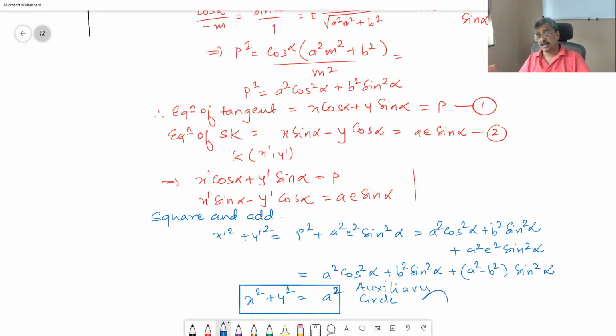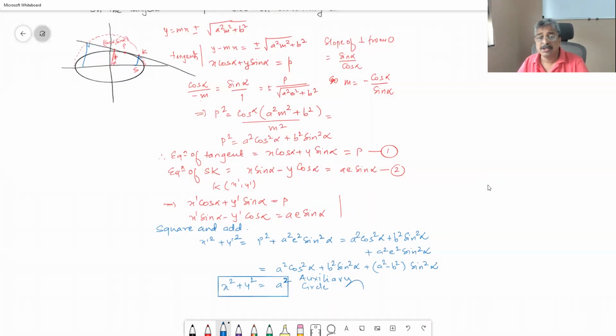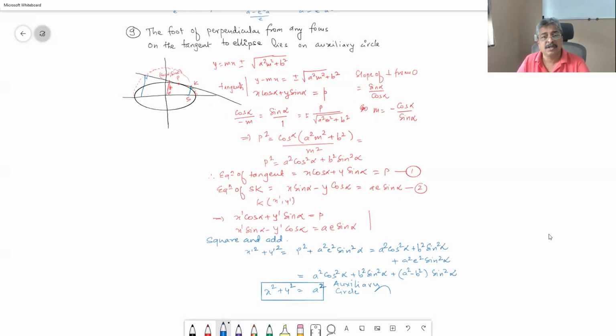This is the less lengthy proof. Otherwise, you can do it in many different ways, but you struggle to control the length. This is the simplest. You may copy it down.